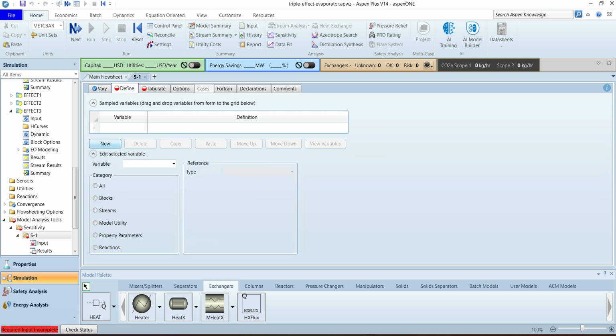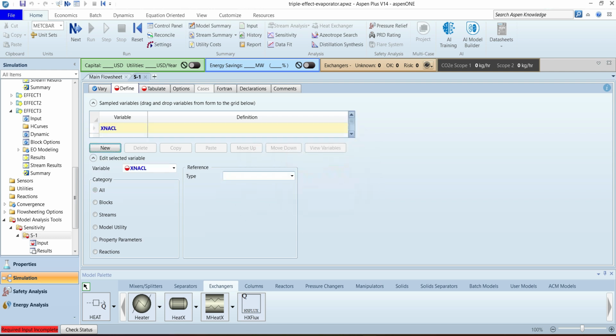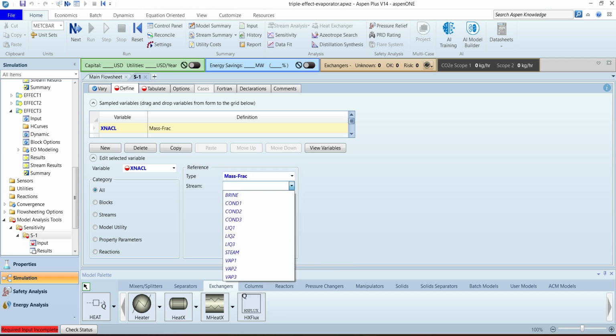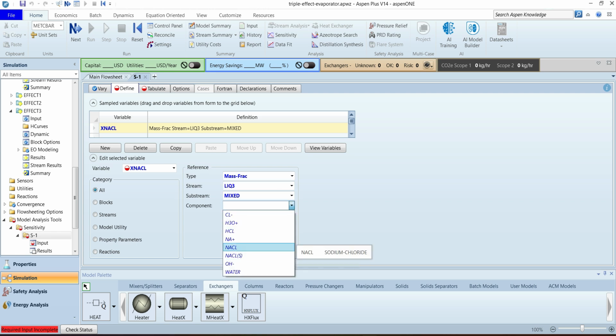Let's go to the define, and here we can define the variable as, let's say, x NaCl to refer to the mass fraction of NaCl. Since it's a mass fraction, we got to choose a mass fraction rather than stream variable. Then stream is the liquid 3, that is the concentrated brine solution, and the component is NaCl. So it should be taken as NaCl, not NaCl solid.